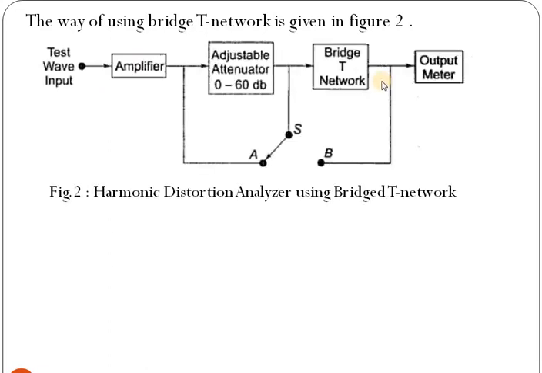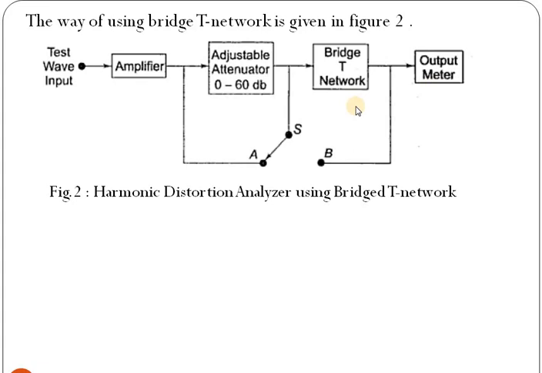Now we consider one of the applications of the bridge T network. Here the way of using the bridge T network is given in figure 2. So now we consider the application of this one. For this we consider various blocks. The test phase signal is applied to the amplifier, next it is applied to the adjustable attenuator, later it is given to the bridge T network, later it is given to the output attenuator.